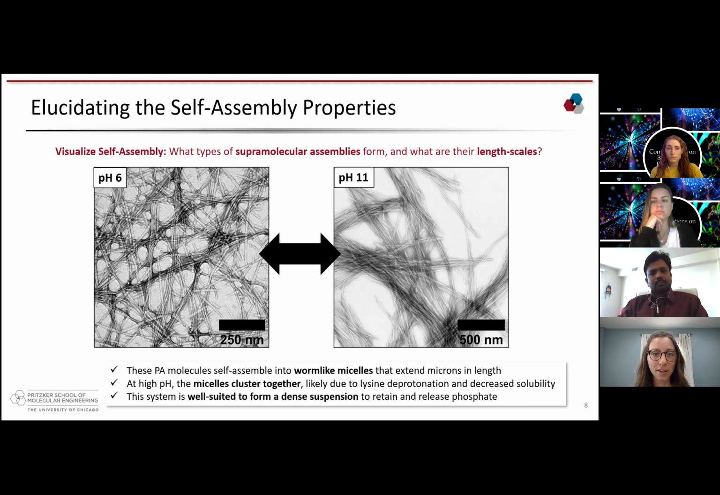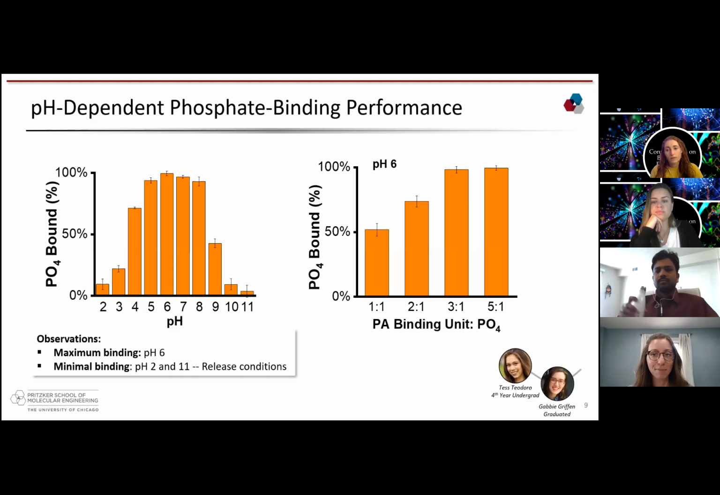Okay, so having characterized the material properties that we care about, we can move to looking first at: does it bind phosphate, and if so, what are the conditions? And indeed, it does. This plot on the left is the percentage of phosphate bound versus pH of the conditions of binding. This plot specifically is a ratio of 5 to 1 of the peptide amphiphiles to phosphate in solution. And we see 100% binding is achieved at around pH 6, and then binding is decreased as pH either increases or decreases.